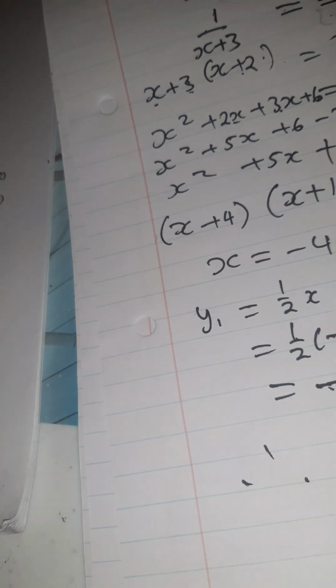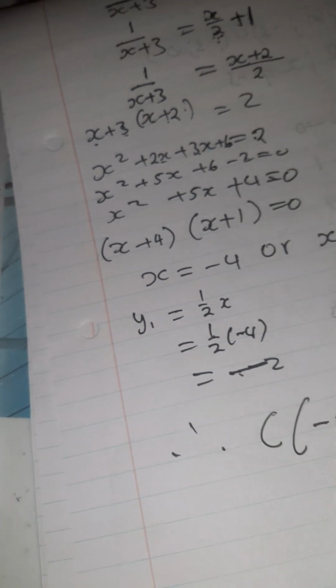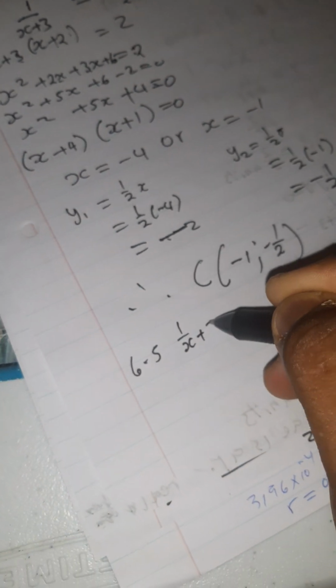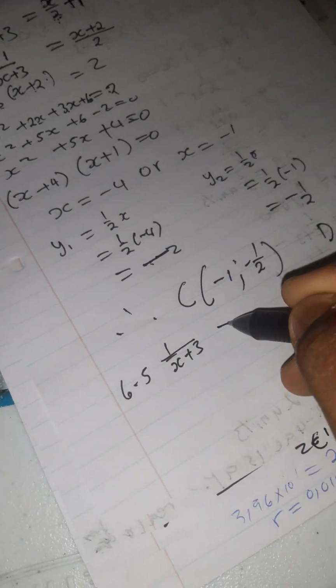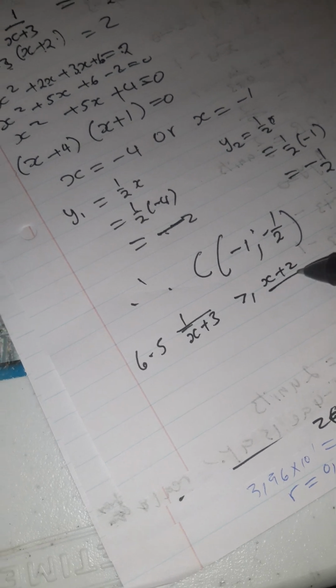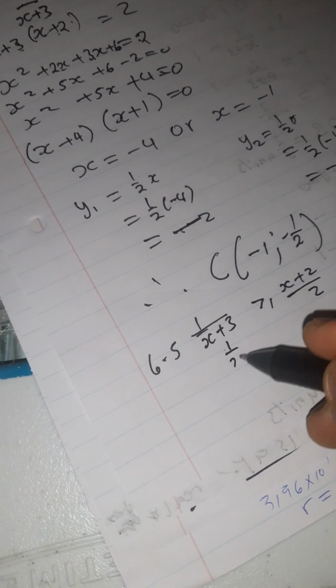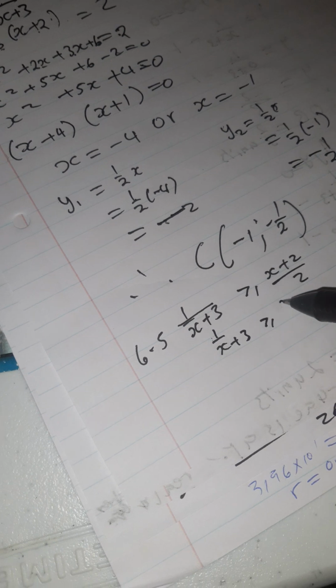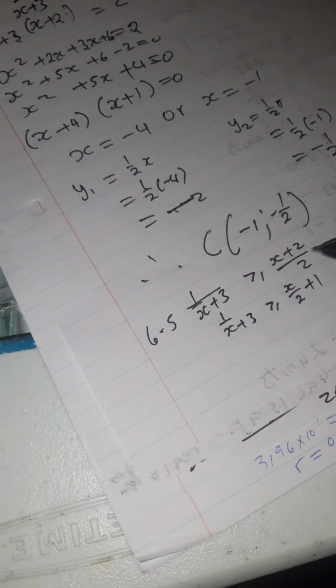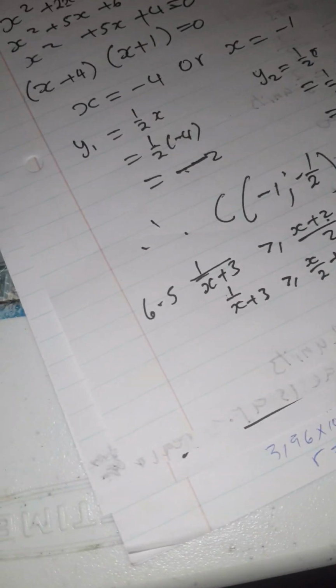So let's check. Use the graphs to obtain the solutions. 1 over x plus 3 is greater than or equal to x plus 2. This one wants us to go back here, because in 6.5 they are saying 1 over x plus 3 is greater than or equal to x plus 2 over 2. So it's going to be 1 over x plus 3 greater than or equal to x over 2 plus 1. You see what I'm talking about? This one and this one and this one. You see, it's going back to that one that I was talking about.